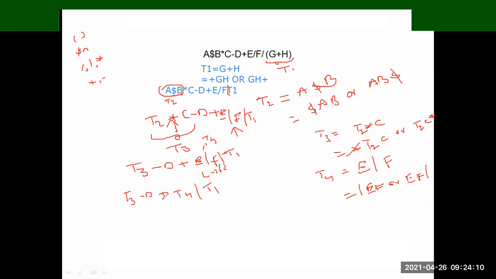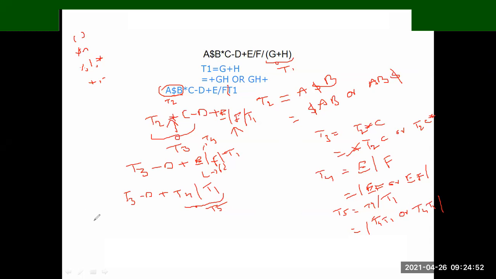Okay, next T4. Now here we have minus, plus and by. So next we give priority to the division, and I am taking this as T5. So T5 equals T4 by T1: for prefix, by T4 T1, or for postfix, T4 T1 by.